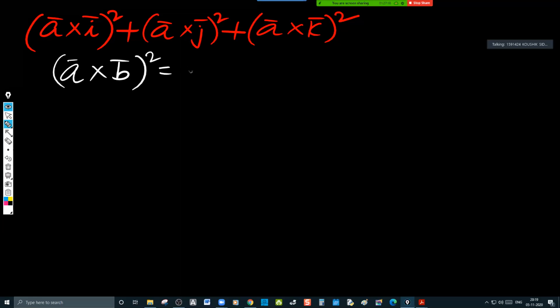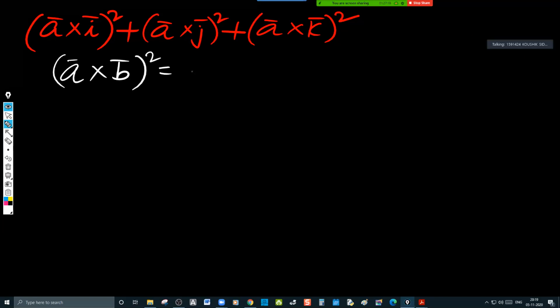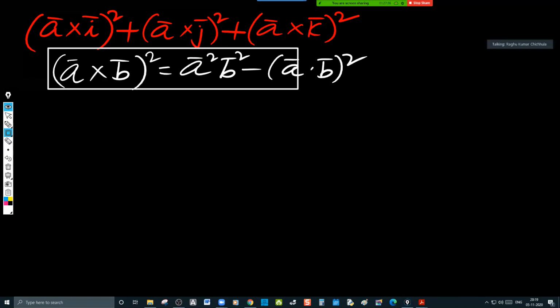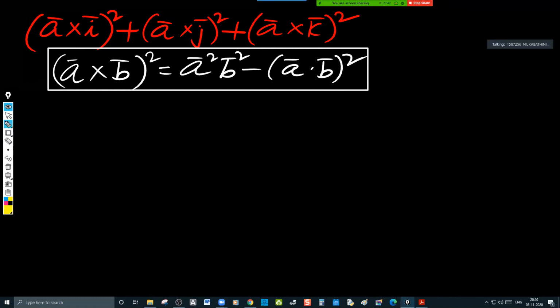Sir, mod A bar square into mod B bar square minus (A bar dot B bar) whole square. Correct, no? Yes, sir. Correct, sir. Now, do you apply the same for the first term there? Yes, sir. Come on, tell me.